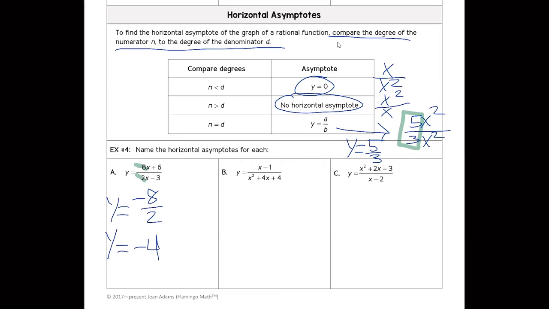For question B, I see that my degree up top is smaller than my degree on the bottom. Even myself, I mean, maybe there's a better way to memorize this, I always have to look at this chart. But since my numerator is smaller than my denominator in terms of degree, I just have a horizontal asymptote at y equals 0. And then for question C, my numerator has a higher power than the bottom, so that just means I don't have a horizontal asymptote.